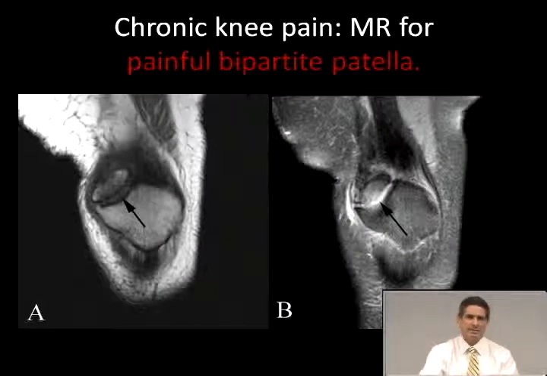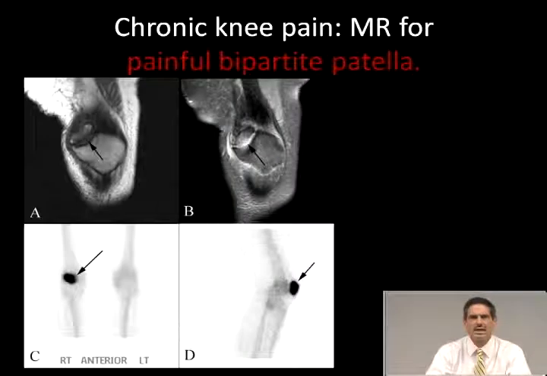The usual bipartite patella on MR should not have increased signal on the T2 weighted image along its margin. This can be a normal variant of bipartite patella. In this particular case, the patient was painful right at that location, and the MR showed abnormal increased uptake at the same location, so we had a diagnosis of symptomatic bipartite patella. And, surgical consultation, do they wire that, do they instrument it, do they remove the symptomatic loose piece, that's up to them. Composite picture of the MR and bone scan findings.